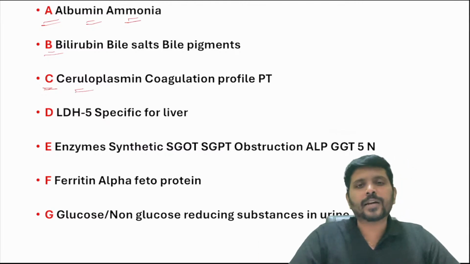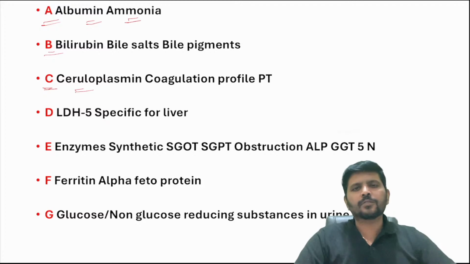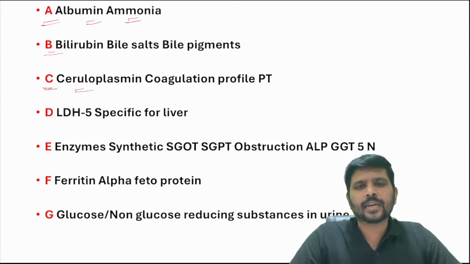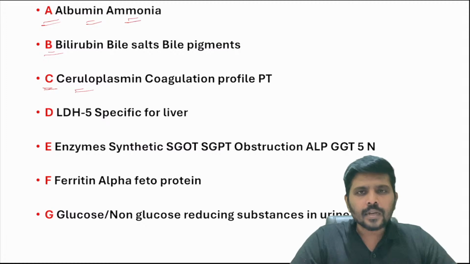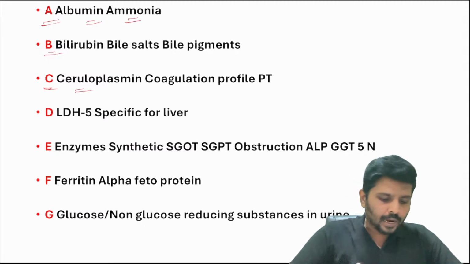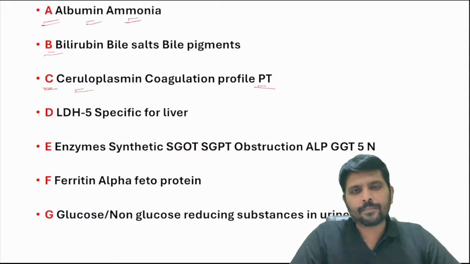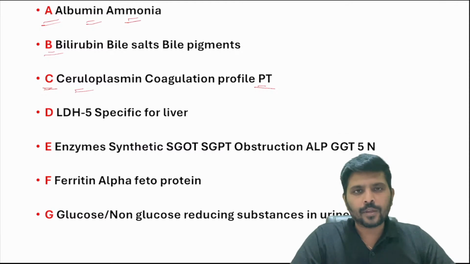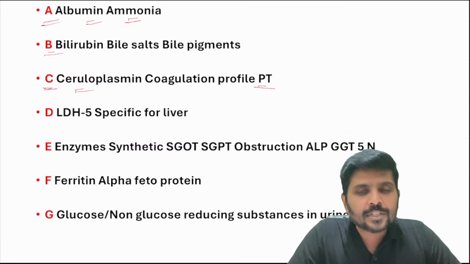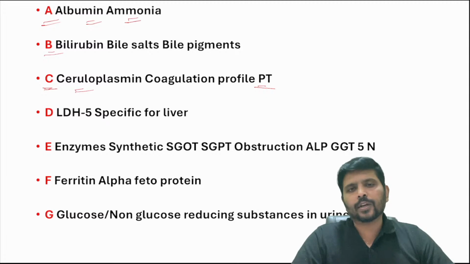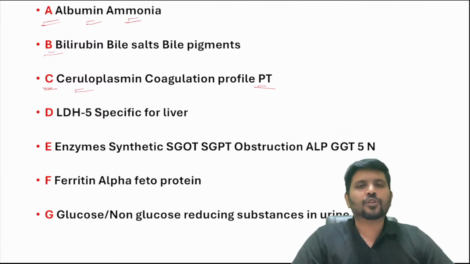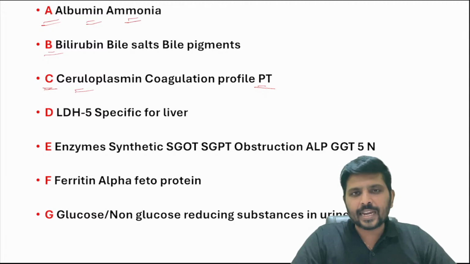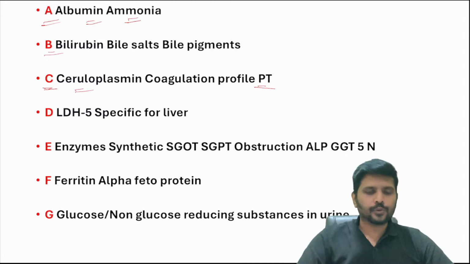If your ceruloplasmin, even though it is non-specific, is less than 20 milligram per deciliter, you can think in terms of Wilson's disease. And your prothrombin time, if it is increased, indicates an acute liver injury. Your low albumin indicates chronic liver injury, whereas your increased prothrombin time indicates acute liver injury.